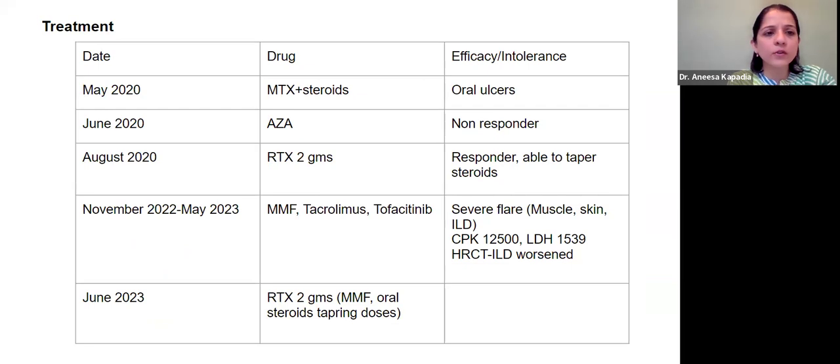Over the last few years, she received different treatments, initially methotrexate, but then developed oral ulcers. Then she was also put on azathioprine, but that was not working. And then finally, she was given rituximab because of refractory disease, to which she responded. Over the years, she then again required maintenance therapy with mycophenolate, tacrolimus, and even tofacitinib was tried. But finally, she again had a severe flare, and again in 23, she required rituximab.